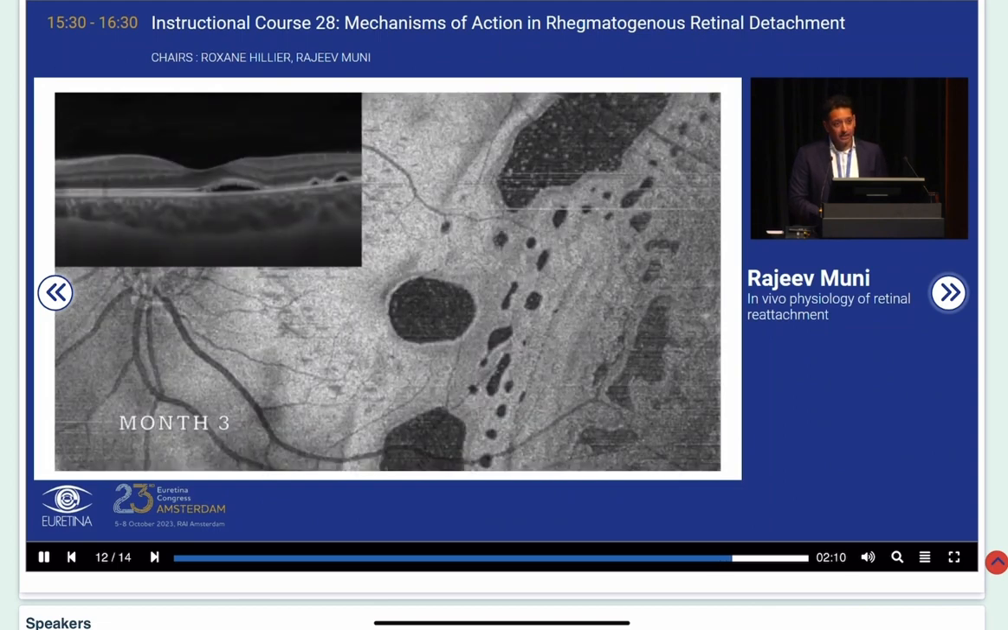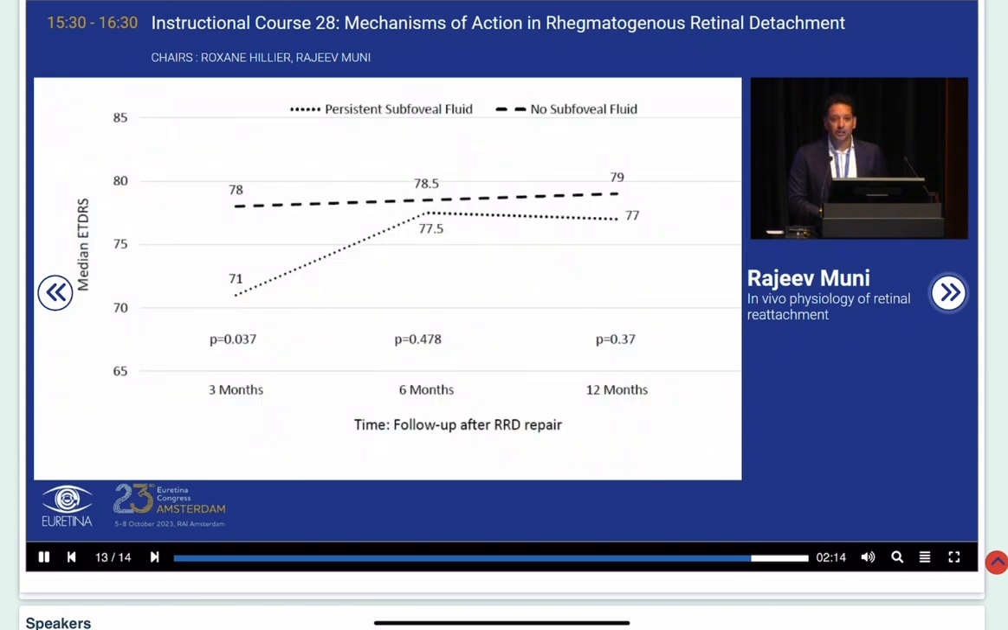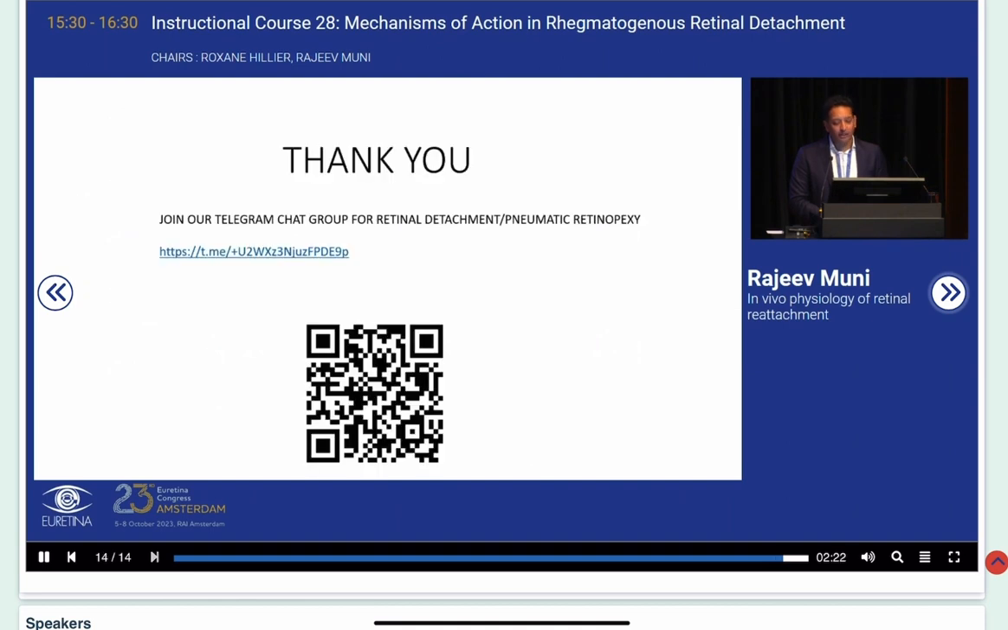And sometimes it can take a long time, up to 6 to 9 months. But what we found is that visual acuity, although it's initially lower when you have subfoveal fluid blebs, it always catches up, and it doesn't seem to compromise outcomes in the long run.